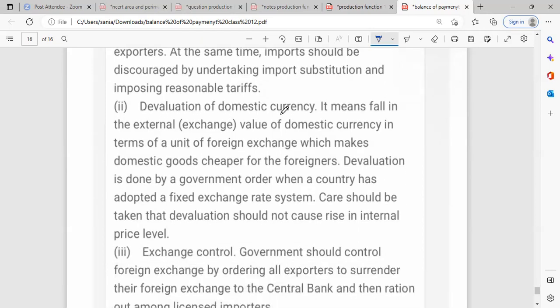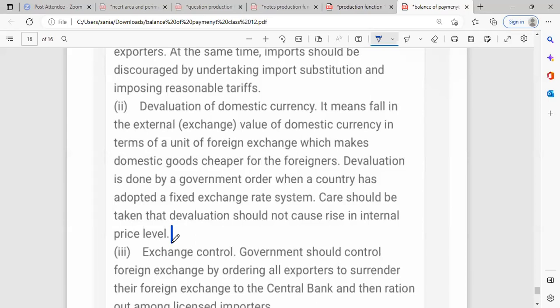Now, devaluation of domestic currency. Devaluation means, for example, for $1 you had to pay 50 rupees, but now for $1 you have to pay 20 rupees. So everyone will purchase from you, and in return you will get foreign exchange. It means a fall in the exchange value of domestic currency in terms of a unit of foreign exchange, which makes domestic goods cheaper. Devaluation is done by the government when a country has adopted a fixed foreign exchange rate system. Care should be taken that devaluation does not cause a rise in the internal price level, right?